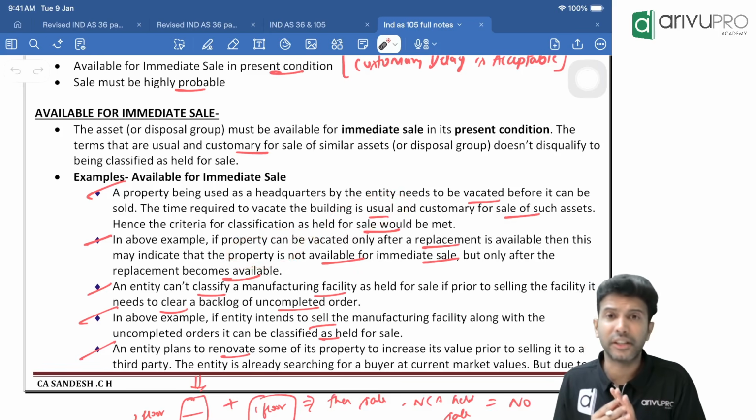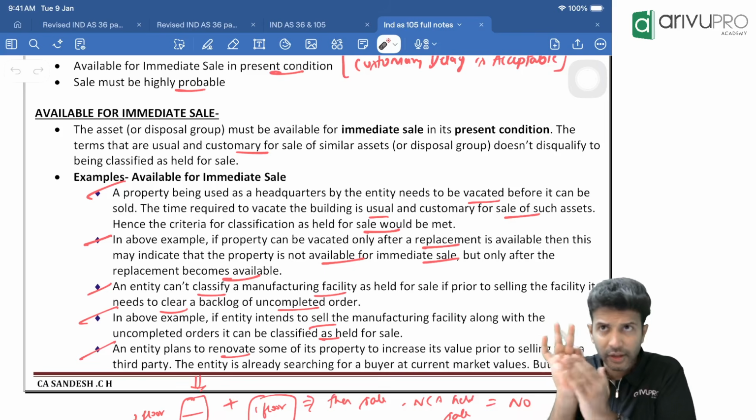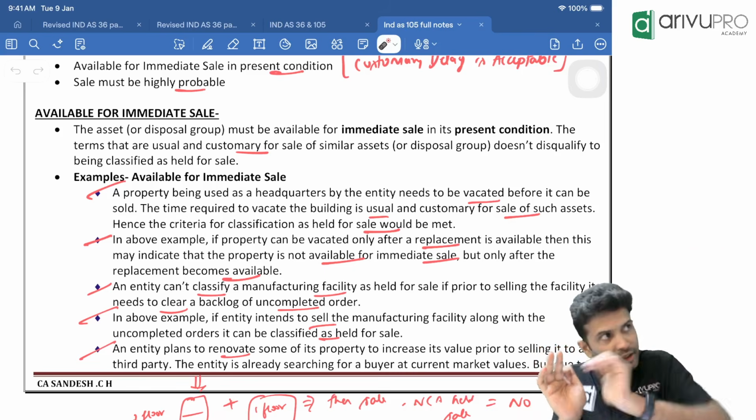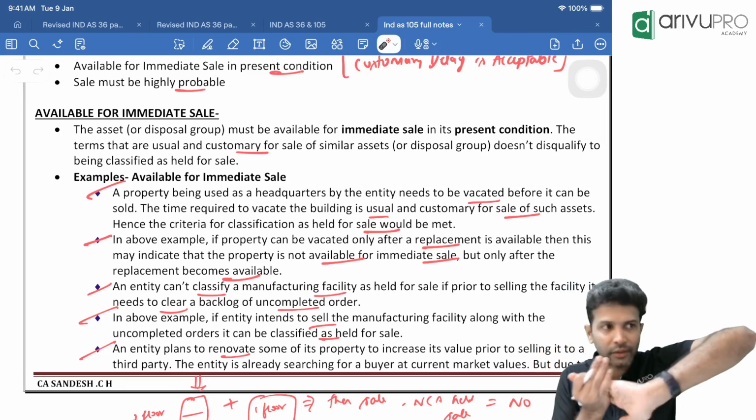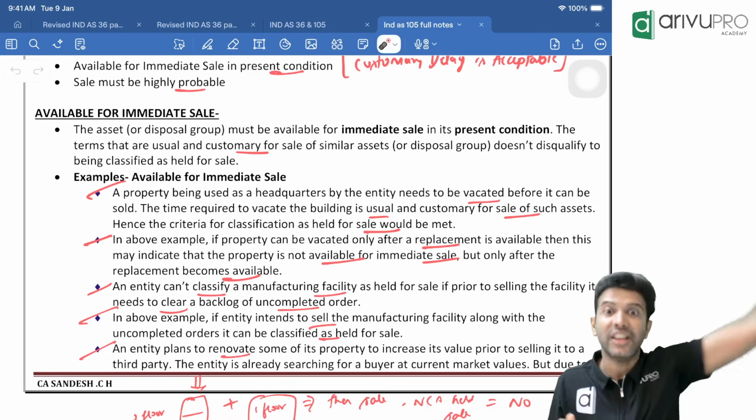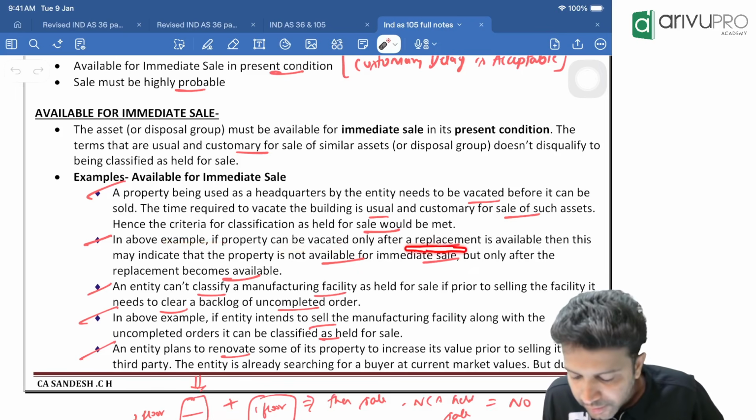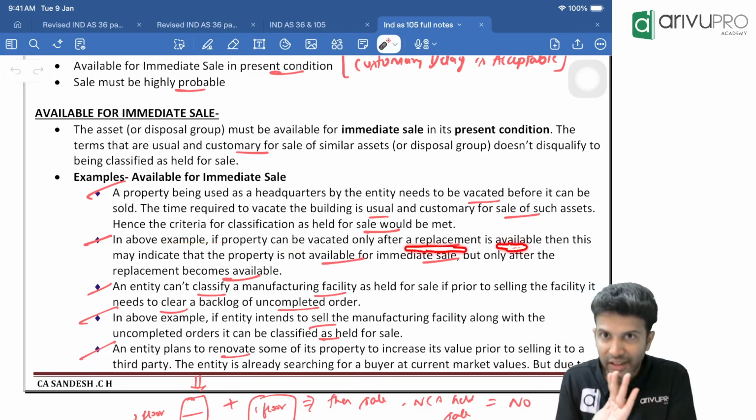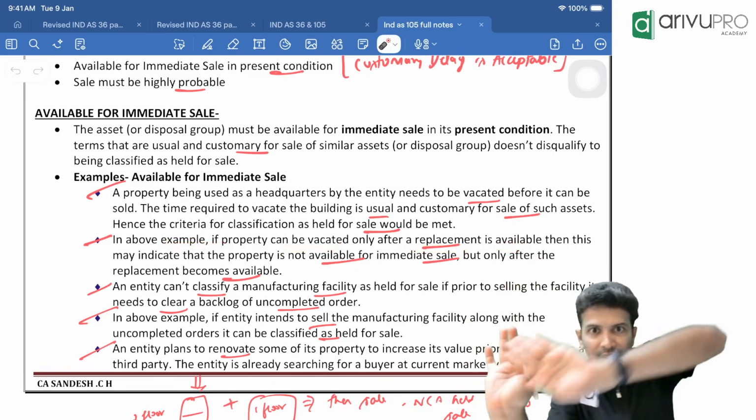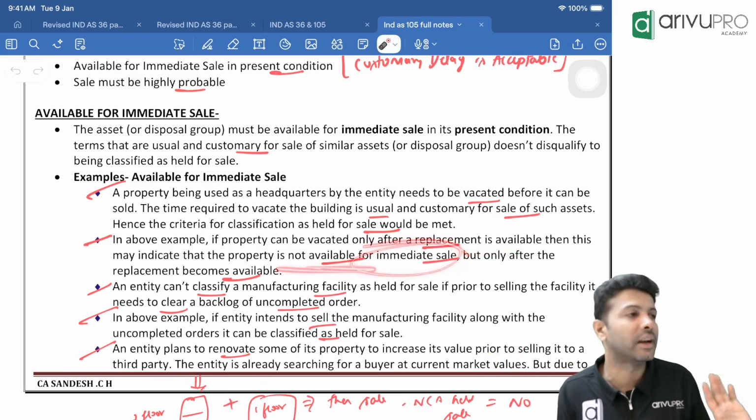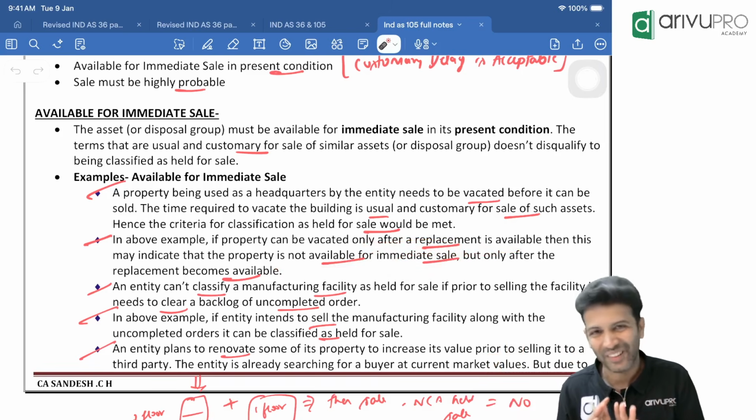Now taking the same example, let's say company says, currently we are using this building for business purpose. Now we will vacate. In order to vacate, we may have to find a new building also. Look at this example. If a property is vacated only after replacement is available, meaning we will vacate this building only if we find the new building, then the property is not available for sale in the immediate condition. Okay, that's what we did.